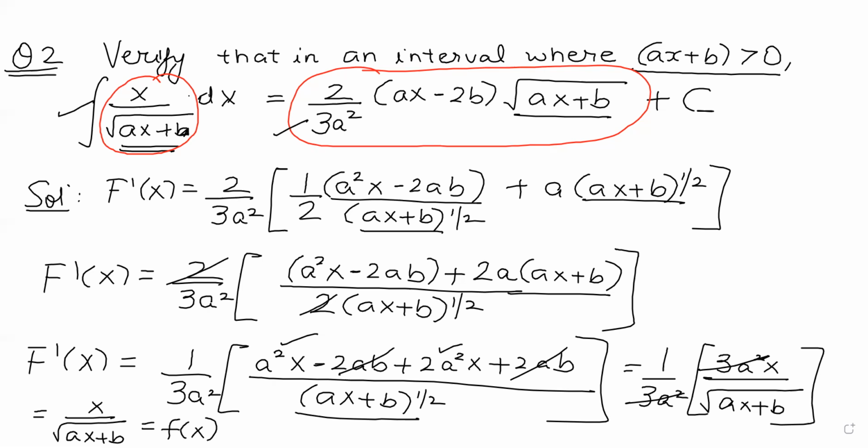When I was solving it before, definitely there was an a which was missing, because of which the whole solution was not correct. But I've solved the question again, and hoping this time all students have understood it. We start with capital F of x, we differentiate this, and we show it to be equal to small f of x. So I can say, hence verified.